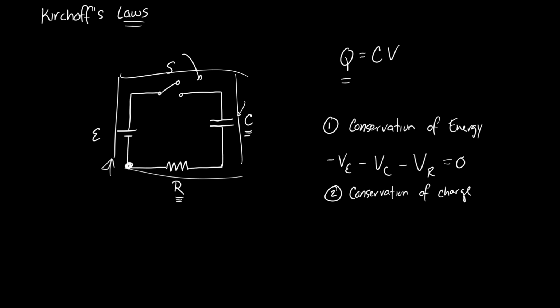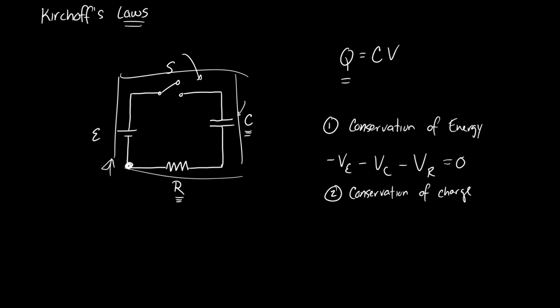The second rule I can't demonstrate with this circuit. The second rule is the junction rule, which says that the amount of charge passing into a junction has to equal the amount of charge coming out of a junction. It's about current flow, but I'll say it again. The second rule is about the amount of charge going into a junction and coming out, and the amount of charge that goes into a junction has to equal the amount of charge that goes out of a junction.